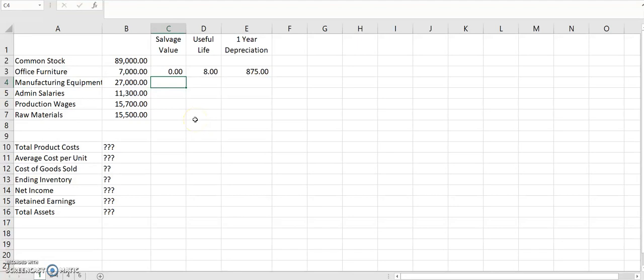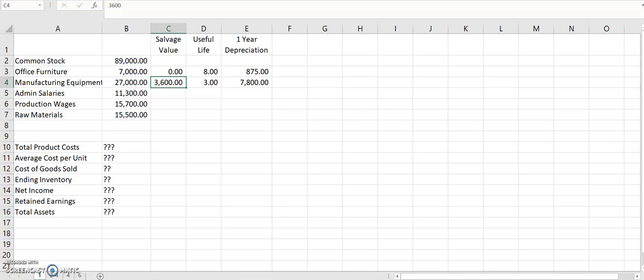So then we also have the manufacturing equipment. We anticipate that it will have a $3,600 salvage value, and it has a useful life of only 3 years. So again, we'll do the same math. We can take our cost, subtract off our salvage value, divide that by its useful life, and find out that the depreciation for 1 year for that manufacturing equipment is $7,800.